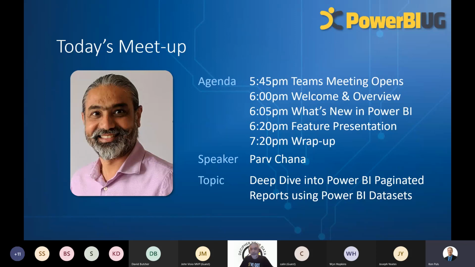So for the next couple of minutes, I'm just going to do a quick intro here and thank our sponsors and all that kind of good jazz. Then we're going to kick off into the what's new in Power BI with Joseph Yeates. He's going to give us our monthly little feature in that area. Around 6:20-ish, we'll kick over and Parv's going to give us his feature presentation until 7:20-ish, or whenever Parv feels like he's talked about Power BI enough. So it could go longer, it could go shorter, depending on how he's feeling. So that's the agenda that we have for tonight.